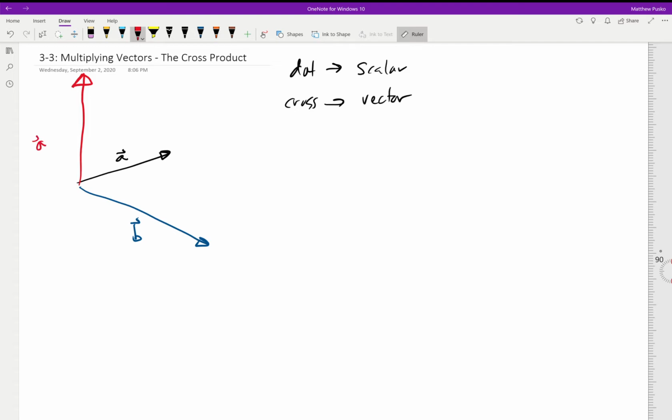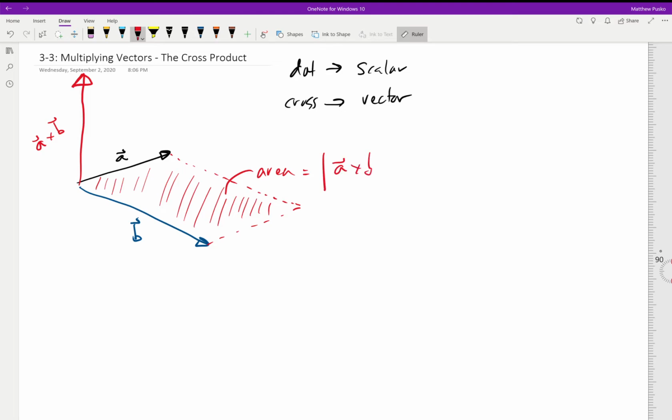So this is A crossed into B. And the length of that vector is equal to the area inside this parallelogram, if we were to draw it. So that area is equal to the magnitude of A crossed B. I'll show you how to calculate the vector quantity, but if they just wanted to know the magnitude of A cross B, we could also say that is just A times B times the sine of the angle between them.